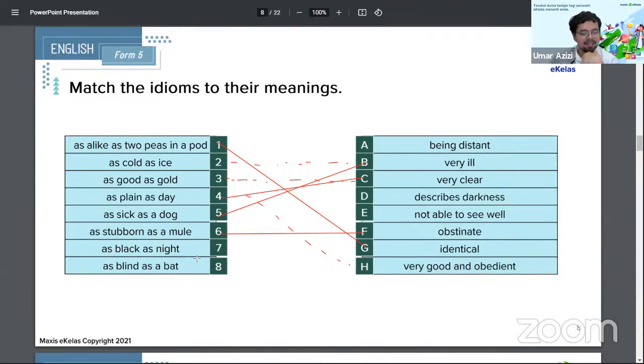As black as night, number 7. Number 7, students, as black as night. Describes what? Darkness, very good and obedient. 7D. All right. Danish Aiman, 7D. 7E, Rian. 7E, not able to see well.